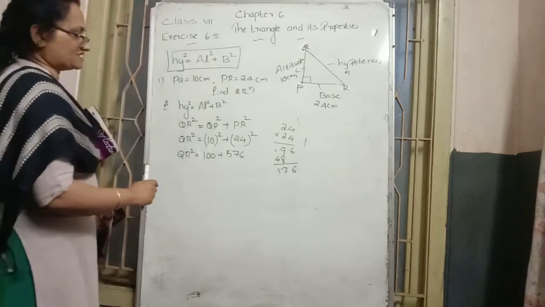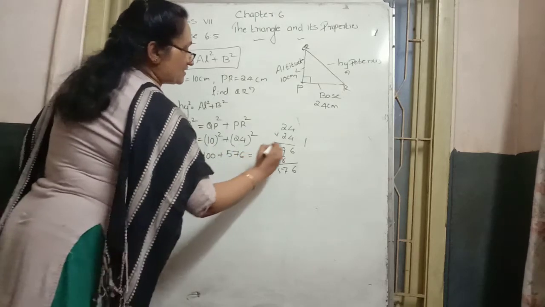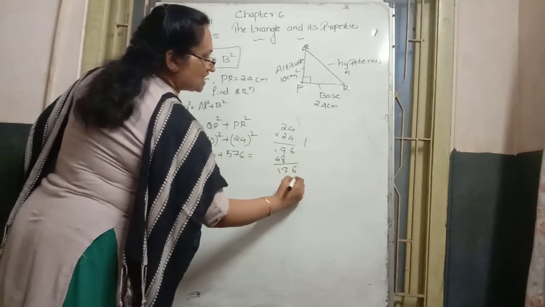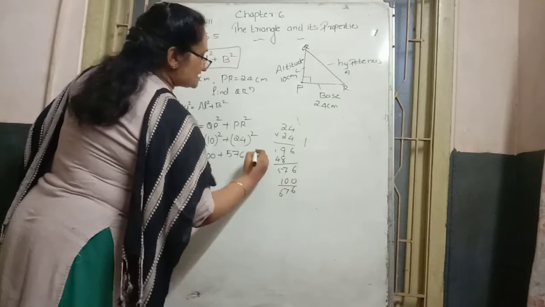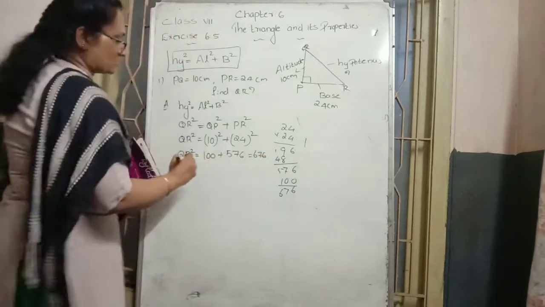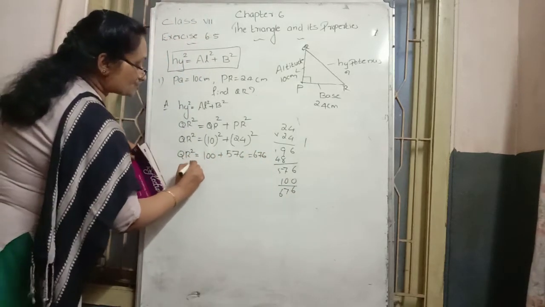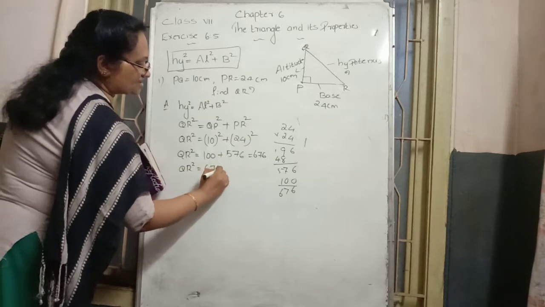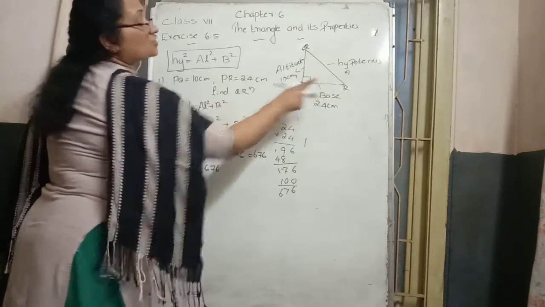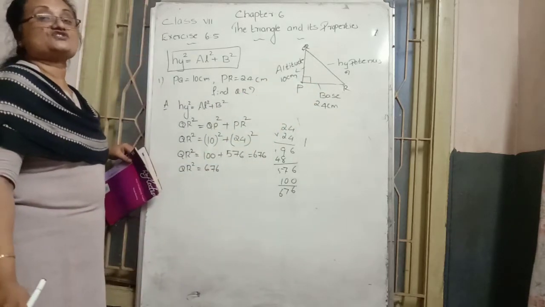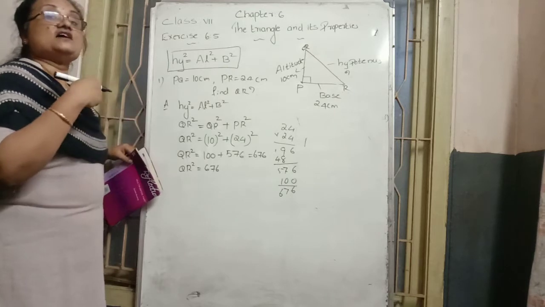So we are multiplying and adding. 576 is added with 100. So how much will come in? 676 will get in there. That is QR square value is 676. Our side name is QR, not QR square. That's why we want the QR side.